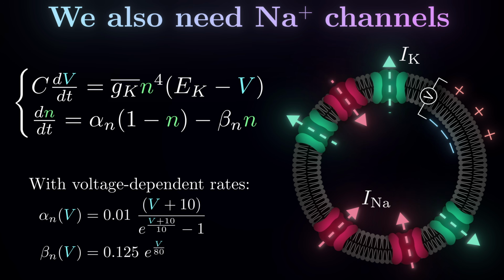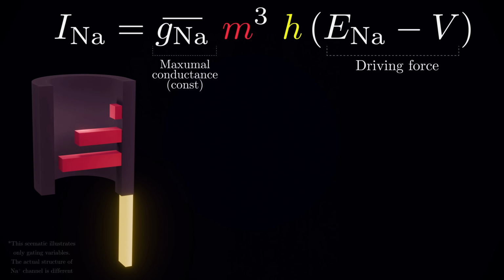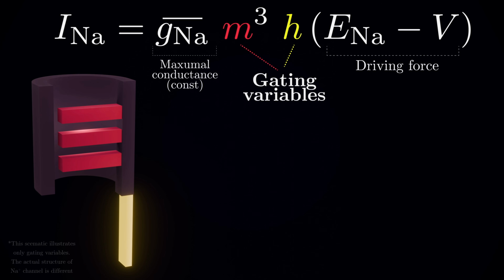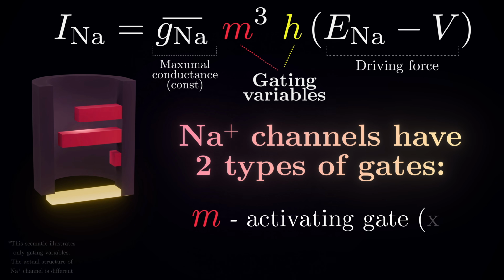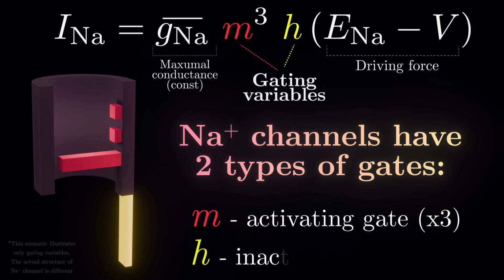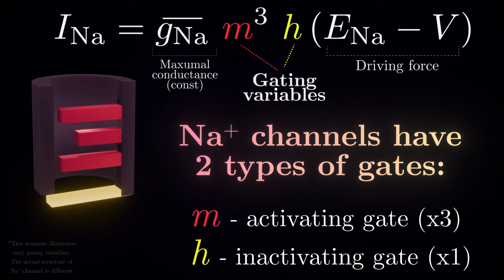The formalism for describing sodium currents is exactly the same, but instead of 4 identical gates, each sodium channel has gates of 2 different kinds, with the conductance following a different pattern. Here, M represents one type of gate, analogous to N for potassium channels, but we need 3 of them, hence the cubic power. There is also an additional factor H, representing a completely different type of gate, with its own distinct properties.